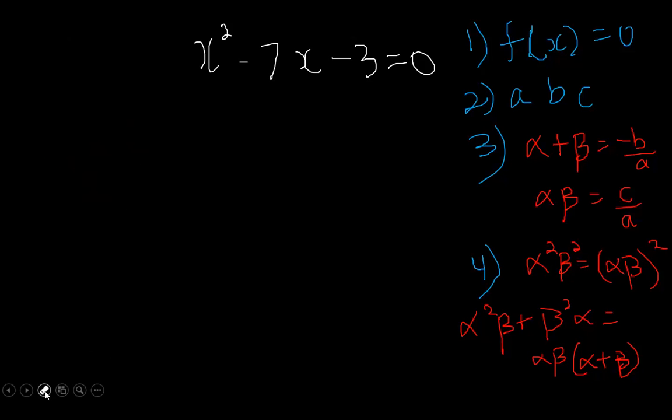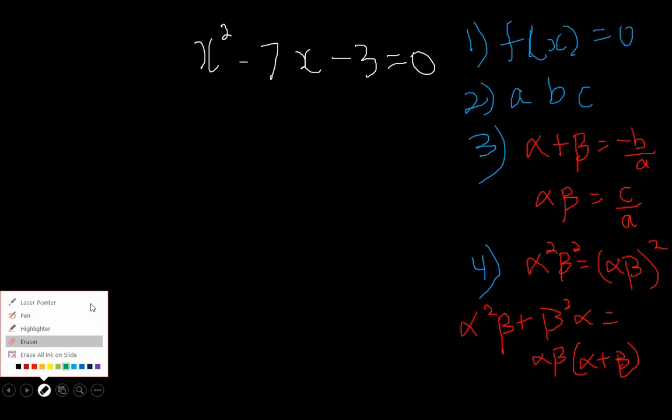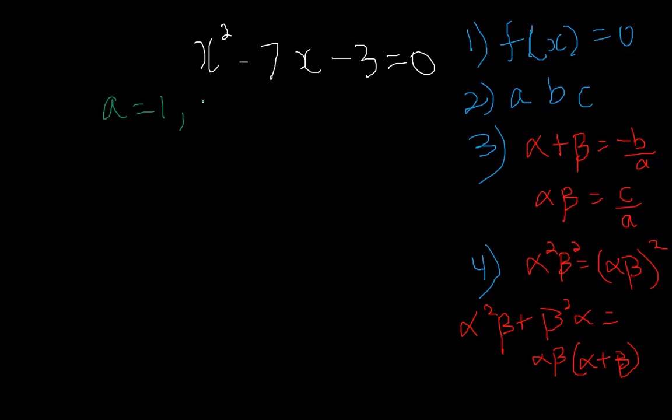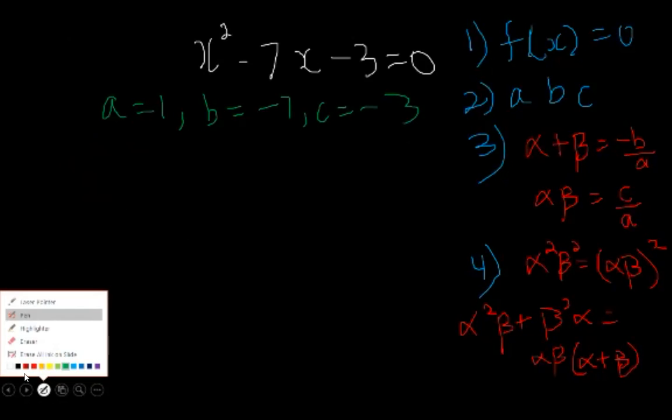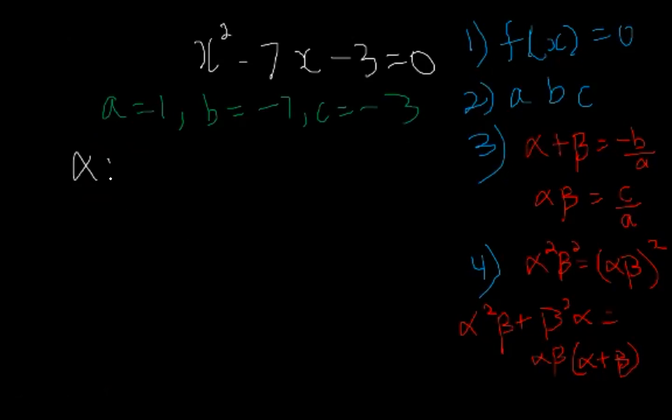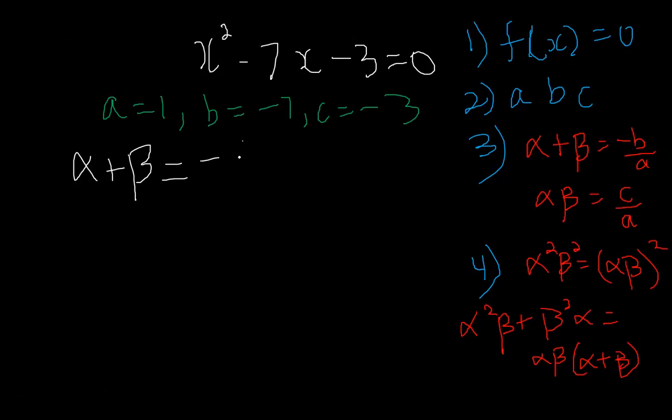All right, so first step, set it equal to 0. This is already equal to 0. Second step, identify A, B, and C. A is equal to 1, B is minus 7, C is minus 3. Third step, find alpha plus beta and alpha beta. Alpha plus beta is minus B on A. So in this case, it's minus minus 7. Don't let that trick you. Minus minus 7 over 1. We know a minus and a minus is a plus. So the answer is 7.